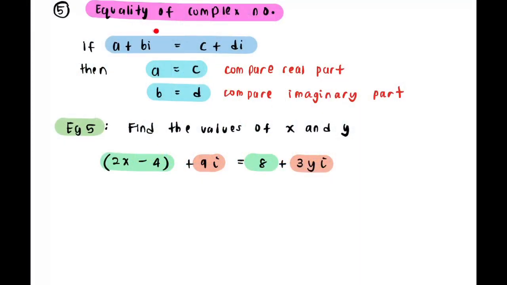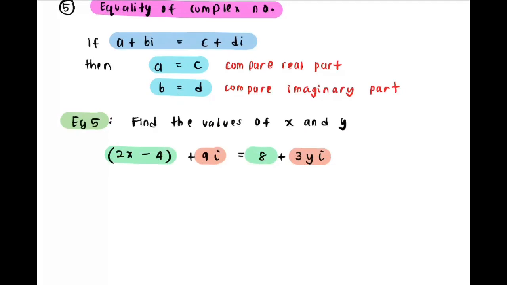Let's see the equality of complex numbers. If you have a plus bi equal to c plus di, since they are equal, you can equate the real part and the imaginary part. Therefore, we can conclude a is equal to c, and b is equal to d. So let's try out this question here.